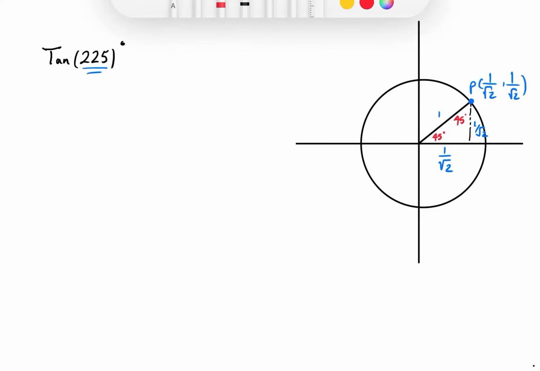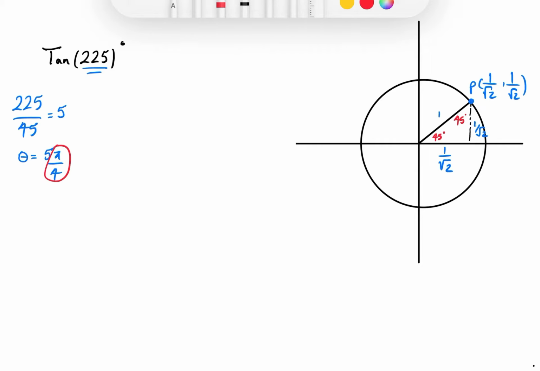Hello and welcome back. We're going to try to find the value of the tangent of 225. For our convenience, I've already drawn a 45 degree triangle over there to help us with solving this. I did that because I can clearly see that 225 is just a multiple of 45 degrees; if you divide them, you get 5. In fact, 225 in radians is 5 pi over 4, and as you can see, it's clearly a multiple of pi over 4.